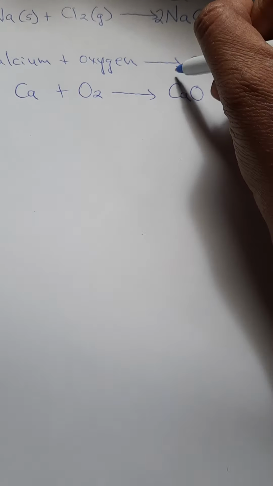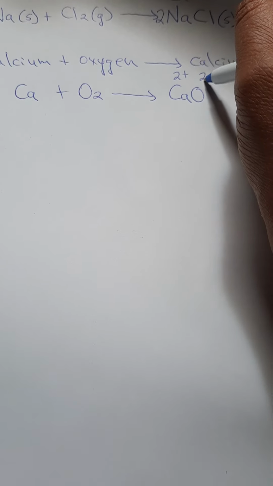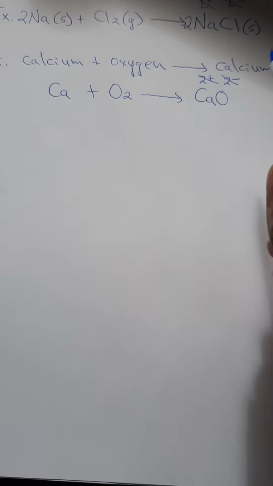Again, as soon as I write the product, I want to write the charges, so check the periodic table. Calcium has a charge of 2 plus. Oxygen has a charge of 2 minus. One more time, I notice that both of these charges are going to cancel out. This is actually how you write the formula for calcium oxide. One more time, make sure when you balance the equations, take a look at the number of atoms here.